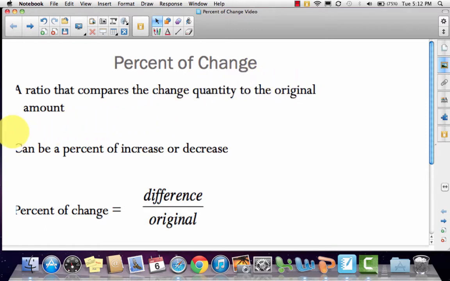So we give that a basic definition here that says a ratio that compares the change quantity to the original amount. My example that I just gave you was a decrease, but we're also going to see some examples where the change is actually an increase. The numbers are getting bigger. When we solve problems like this, we use this simple formula, which simplifies to be difference over original. And I'm going to show you exactly what that means.